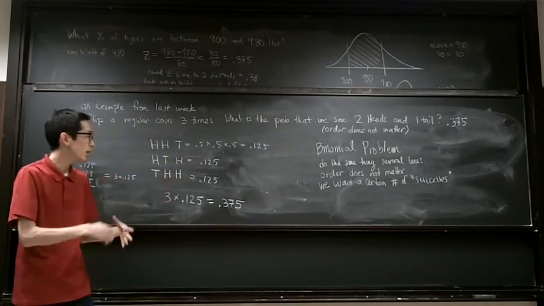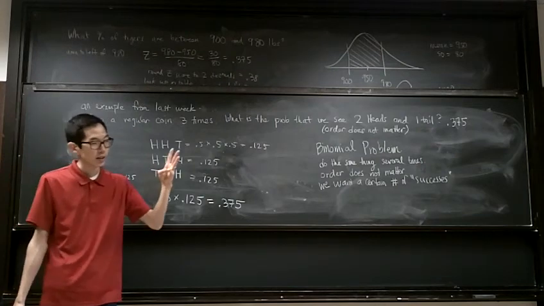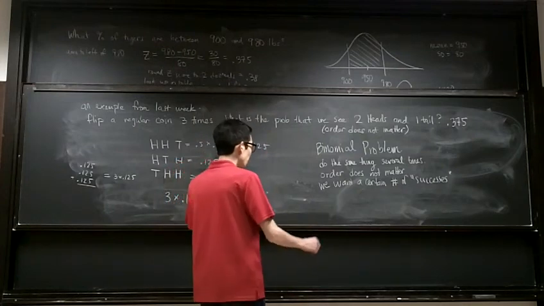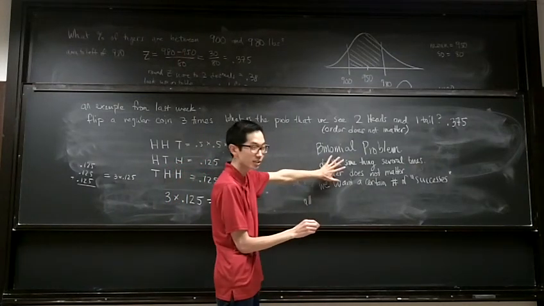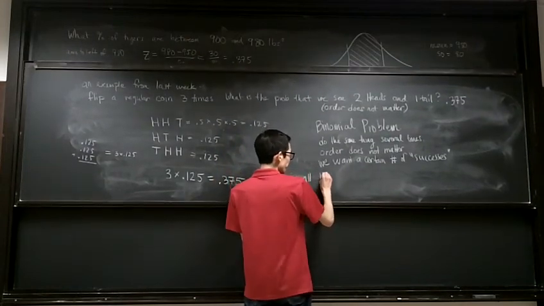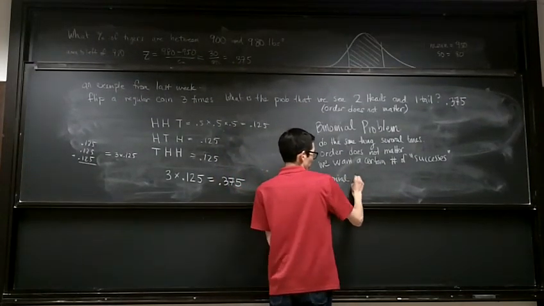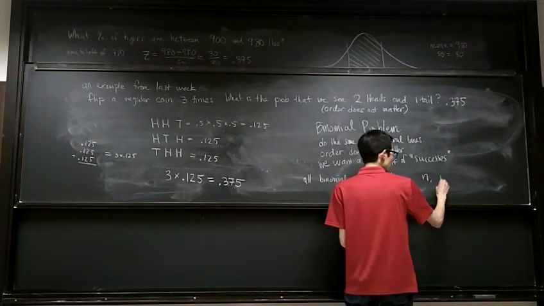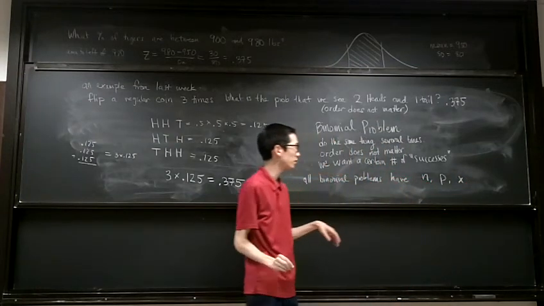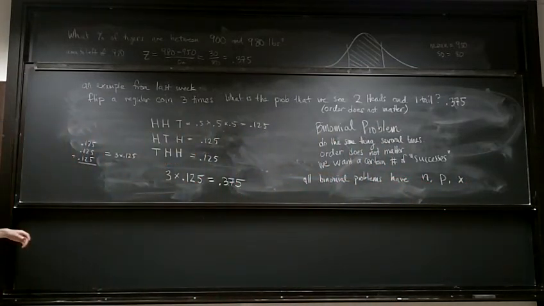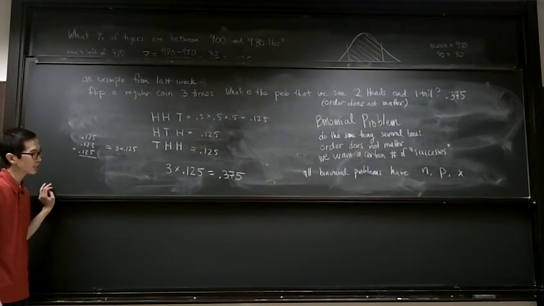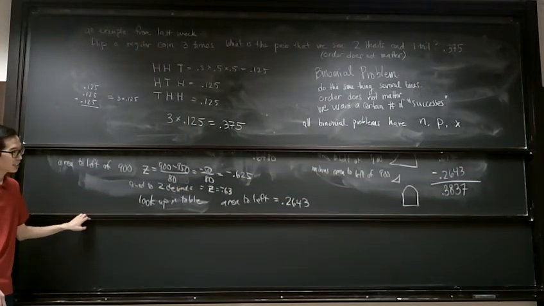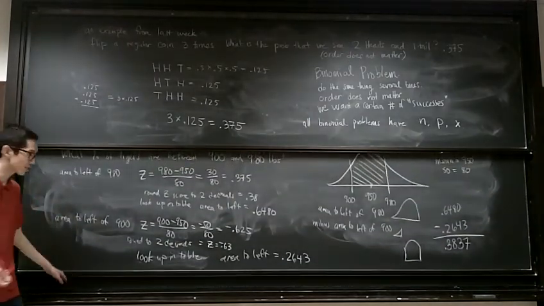So all binomial problems have 3 parts: an n, a p, and an x. All binomial problems have these conditions, but they also have an n, a p, and an x. The hardest part with binomial is knowing that you're dealing with a binomial, and then figuring out your n, p, and x. The rest is just looking it up in the table. Once you figure out how to use the table, it's very easy.